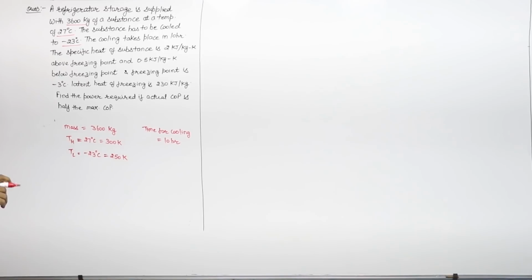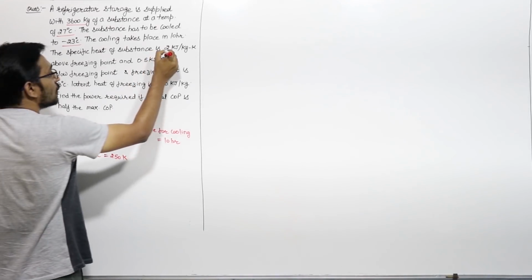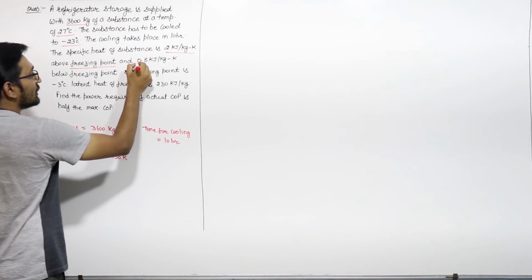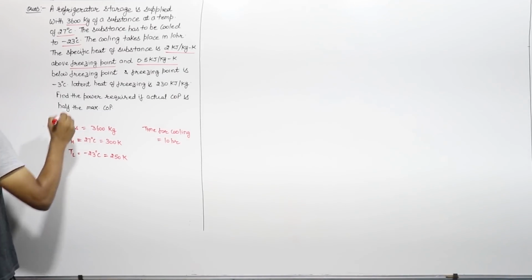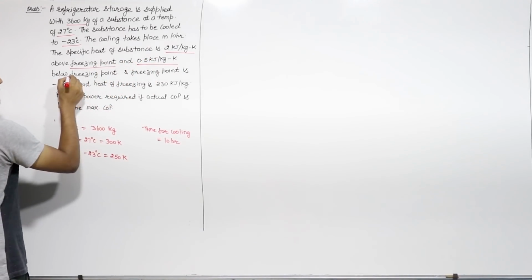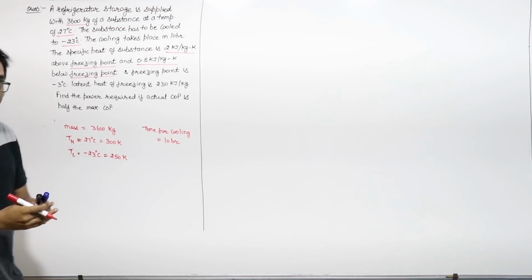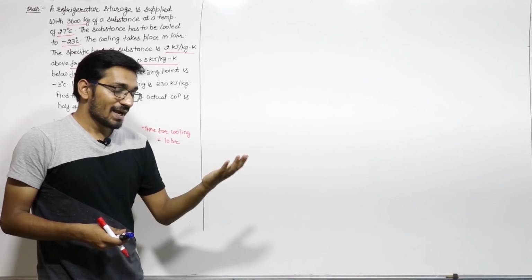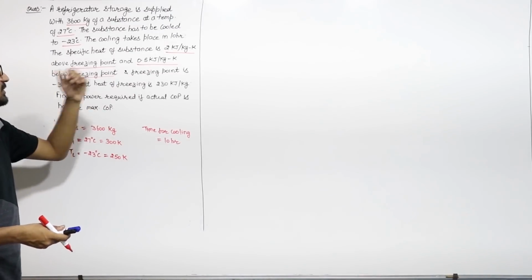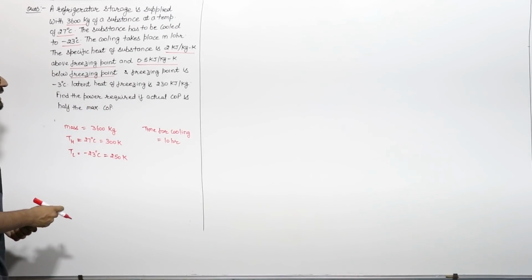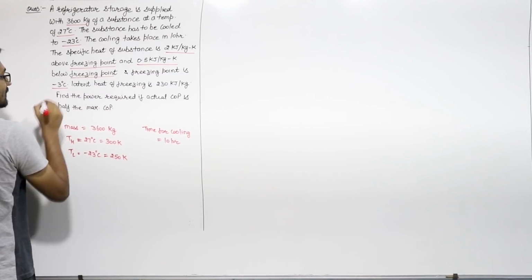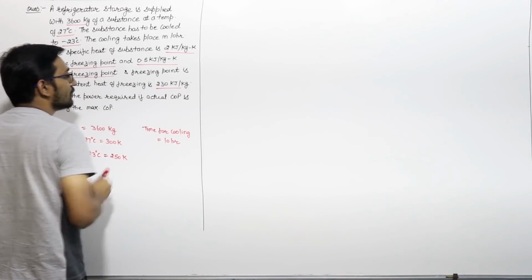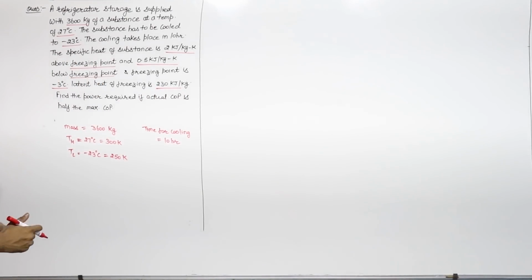The specific heat of the substance is 2 kilojoule per kg Kelvin above the freezing point and 0.5 kilojoule per kg Kelvin below the freezing point. When the substance is above the freezing point, its specific heat is 2 kilojoule per kg Kelvin, and when the substance is below the freezing point, its specific heat is 0.5 kilojoule per kg Kelvin. The freezing temperature is given as minus 3 degrees Celsius. Latent heat of freezing is also given. This is 230 kilojoule per kg.